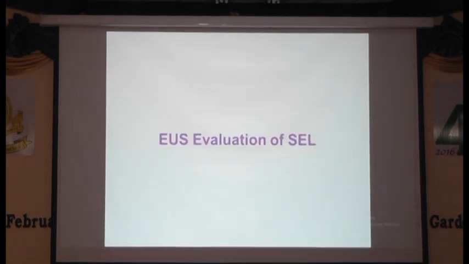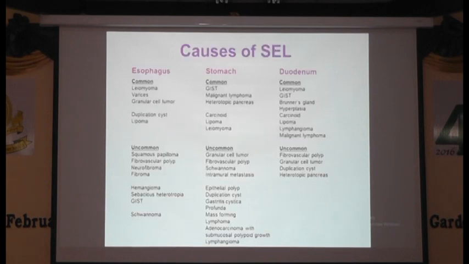Let's move on to talk about EUS evaluation of subepithelial lesions. There are so many causes of subepithelial lesions. Common lesions in the esophagus are leiomyoma and granular cell tumor. For the stomach, we can see GIST or heterotopic pancreas. For the duodenum, GIST, Brunner's gland hyperplasia, carcinoid, and lipoma are frequent.